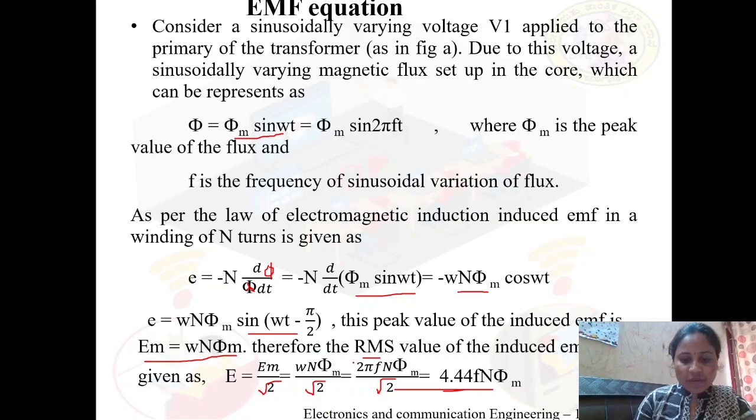So the peak value of the EMF can be represented as omega N phi maximum. But here we have to obtain the RMS value. Therefore, the RMS value is E maximum divided by root 2, which is nothing but omega N phi maximum divided by root 2, and hence this is equal to 4.44 f N phi maximum.